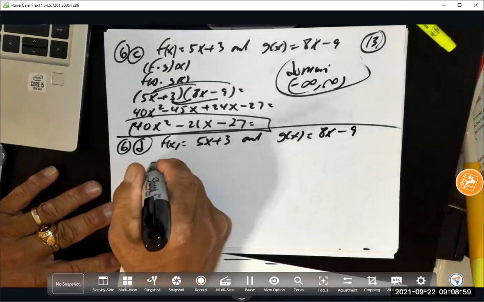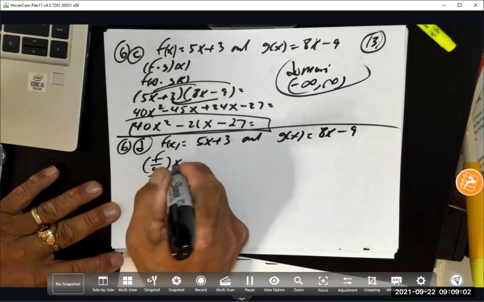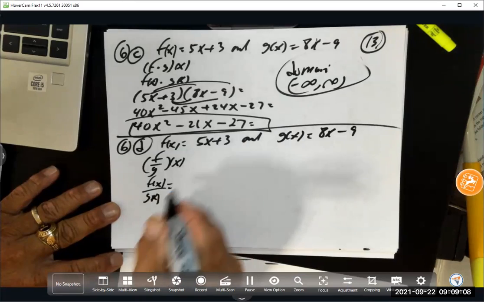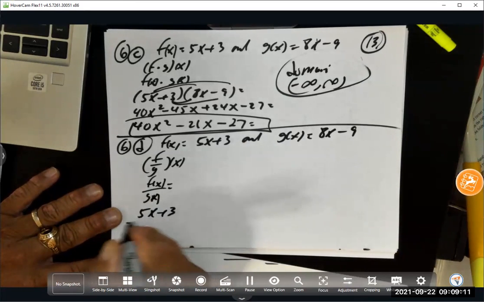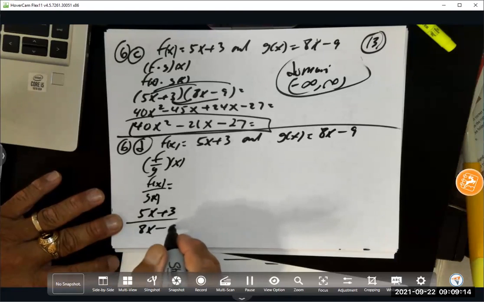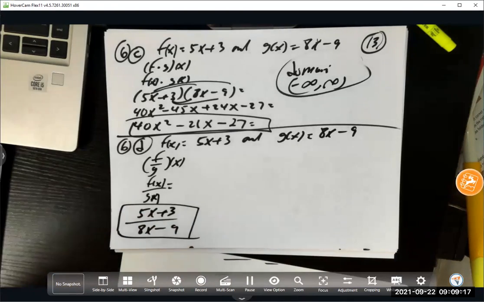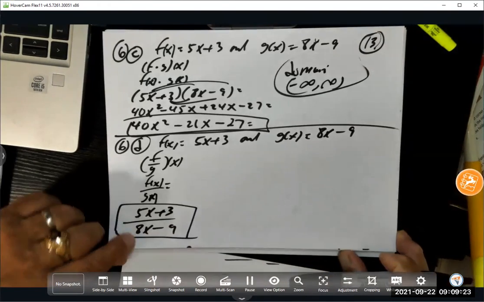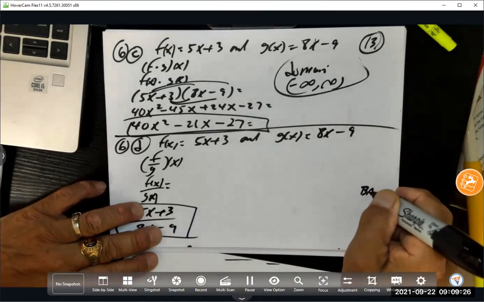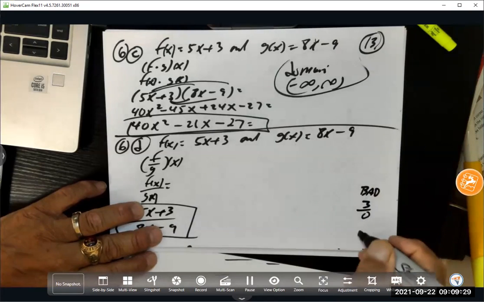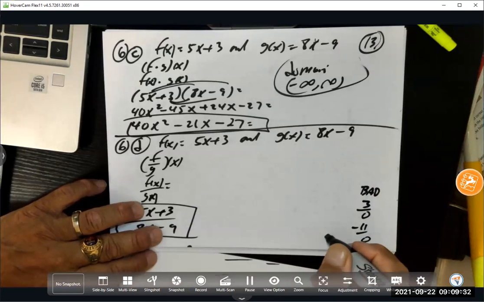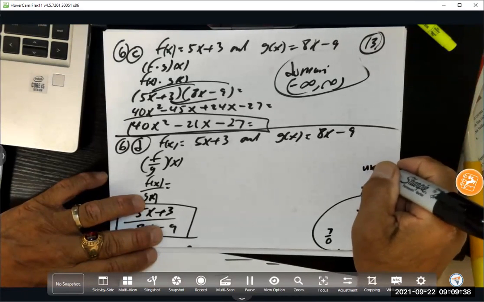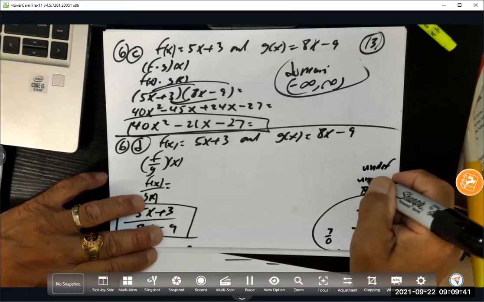So now, f over g of x, which means f of x over g of x, which is divide. What's on the top? 5x plus 3. What's in the bottom? 8x minus 9. Okay, so this is going to be right here. That's the answer right there. But this is division, right? There's something on the bottom. So I'm going to tell you the things that are bad. Bad things are, if I have 3 over 0, if I have negative 11 over 0, if I have 7 over 0, all these things with 0 under, they're undefined. Remember this word here? Under, undefined.